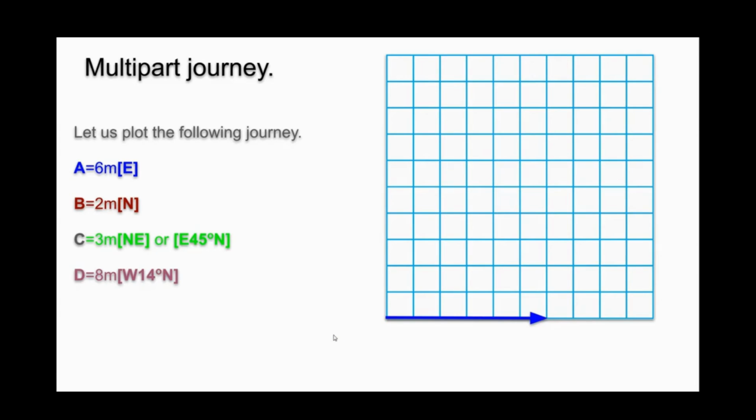Now let's do a multi-part journey. These are the 4 steps you're going to take. You go 6 meters east, then 2 meters north, then 3 meters northeast, or 3 meters east 45 north, and finally 8 meters west 14 degrees north.